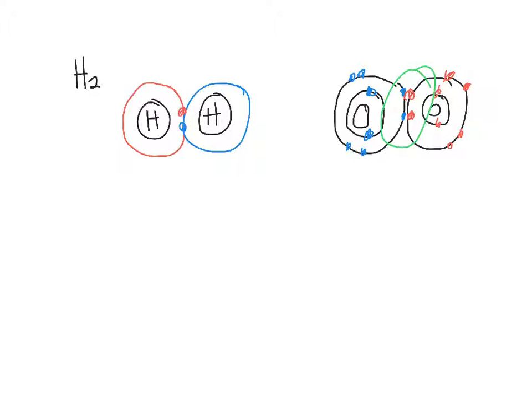So, 1 bond contains 2 electrons. So for oxygen, there's going to be 2 bonds for a total of 4 electrons, yeah. All right, 1 bond contains 2 electrons. If there's 1 bond between 2 atoms, we call it a single bond.